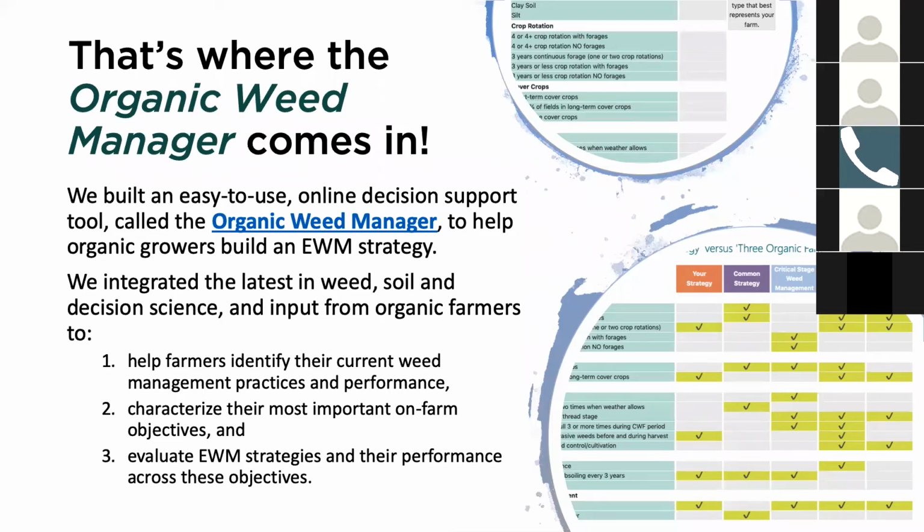And then we want to help farmers characterize their most important on-farm objectives. This is something that, again, we tend to think about the different options available to us, but we don't perhaps spend a lot of time thinking about what we're trying to achieve with our objectives. And so the tool helps you to do that as well. And then finally, we want to evaluate different strategies and their performance across those objectives that are most important to you. So not just identify strategies that perform well in the abstract, but identify strategies that really perform well according to what's most important to you. And that's really what the organic weed manager, I think, does really well.